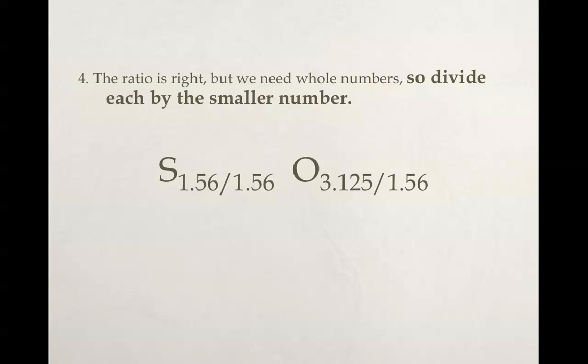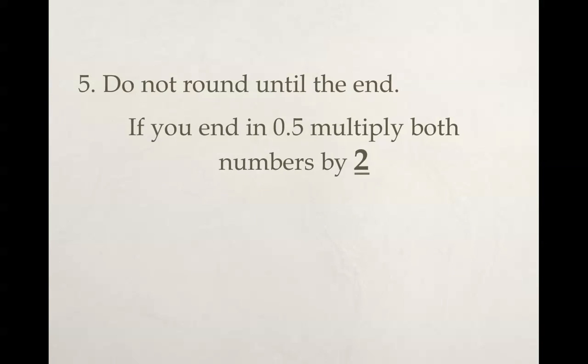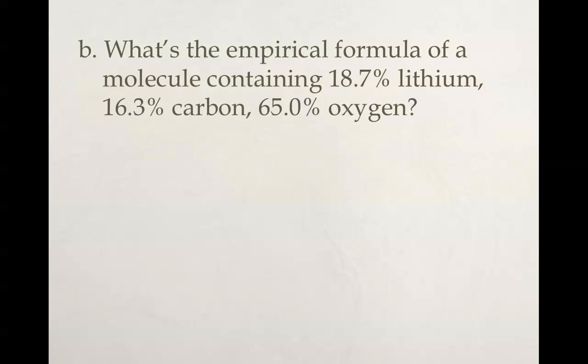We're simply going to divide each by the smaller of the two numbers. Basically, that's setting us up so that one of those subscripts is equal to 1, and then we'll see how the other ones fall. So here we have then S1O2, or SO2. Now sometimes you may find that once you divide by the smallest, one of your numbers may end in 0.5. That simply means you're going to multiply both or all of the numbers by 2. And we'll see some of those examples in class tomorrow.